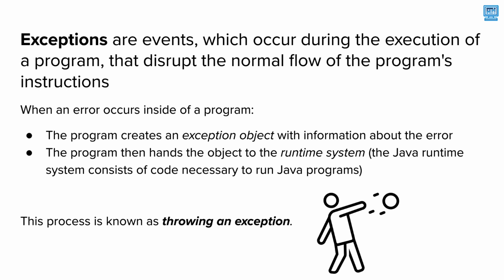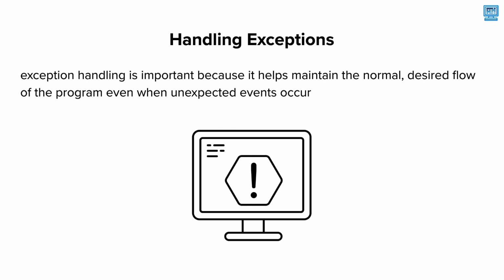This whole process is known as throwing an exception. When there are no exception handlers put in place, then the program will end abruptly and display an error message. So what does it mean to handle an exception? Exception handling is important because it helps maintain the normal desired flow of the program even when unexpected events occur.